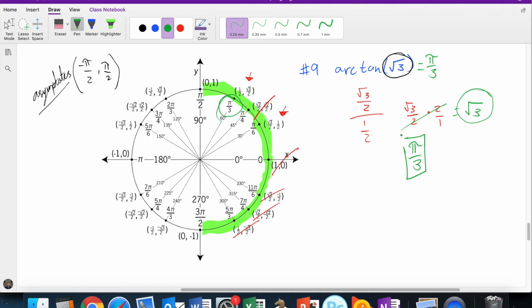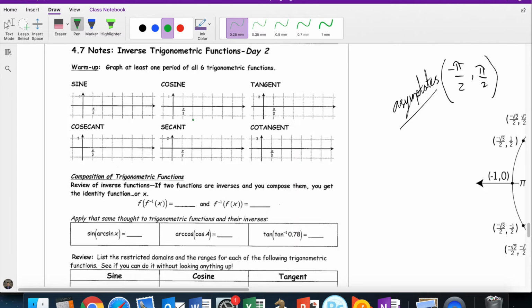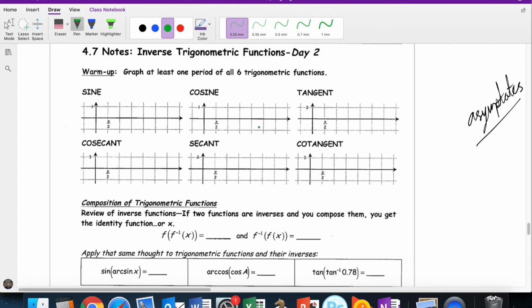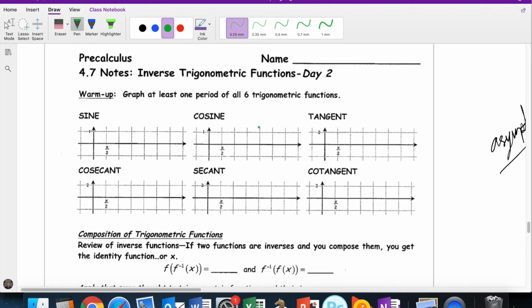All right, let's go ahead and move on to today's lesson. So we're at 4.7, day 2. Now, our warm-up activity is to graph at least one period of all 6 trigonometric functions that we've learned so far: sine, cosine, tangent, cosecant, secant, and cotangent. All you need to do is graph them. Just the parent functions. You should be able to do this by hand, by memory. You should not need a calculator. You should not need a unit circle. You should know what these look like by now.